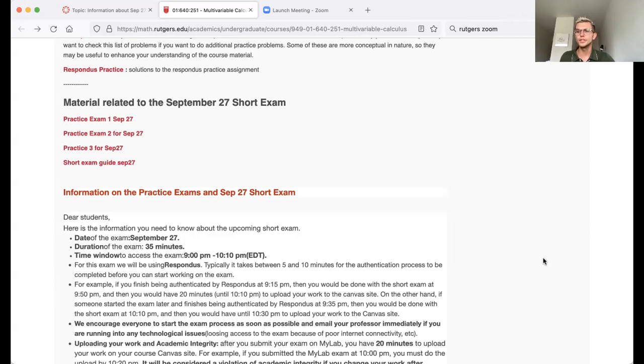No, after you finish the exam on MyLab, you have 20 extra minutes to upload your work. The upload process is similar to the quizzes. There will be an assignment on Canvas where you just upload pictures of your written work.